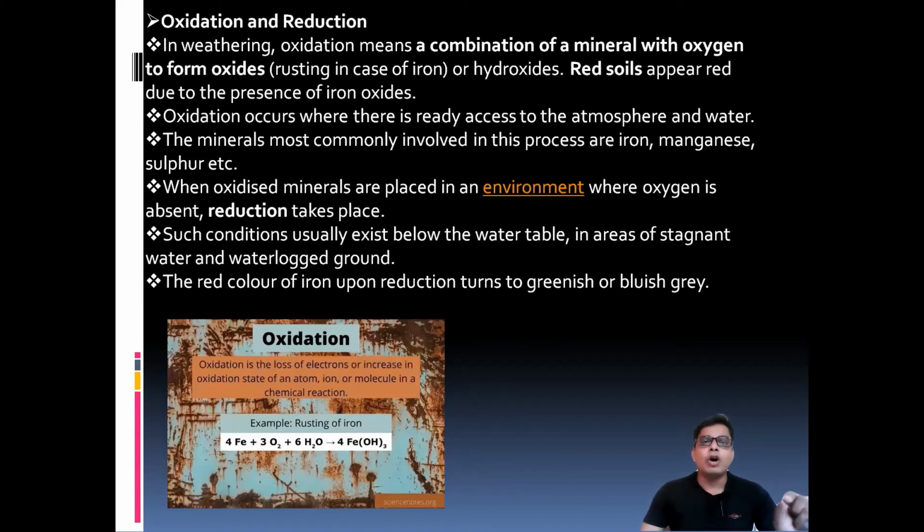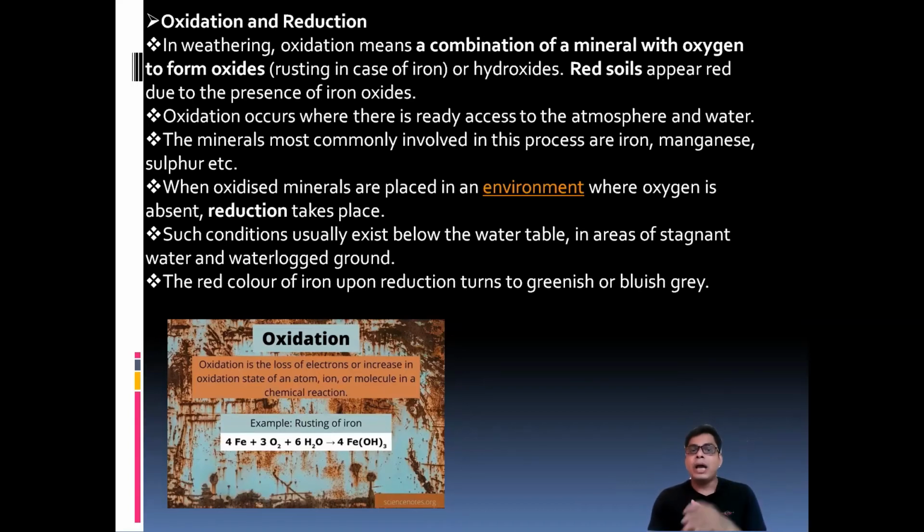First, let's start with oxidation or reduction. What is oxidation? In weathering, oxidation means the combination of minerals with oxygen to form oxides and hydroxides. Red soil appears red due to the presence of iron oxide, that is Fe2O3. When this reacts with water, this kind of oxide forms, and due to this, the color of red soil, which we already studied in geography, is red because of the presence of iron oxide.